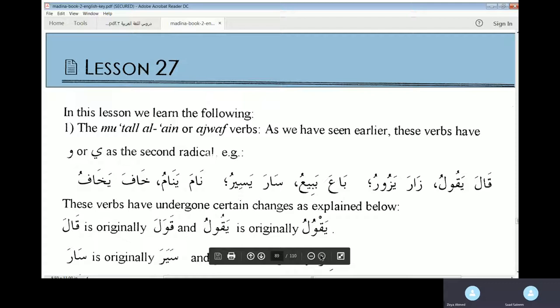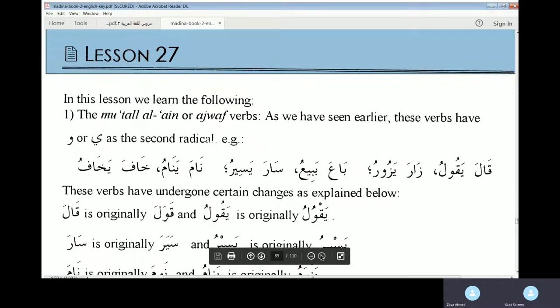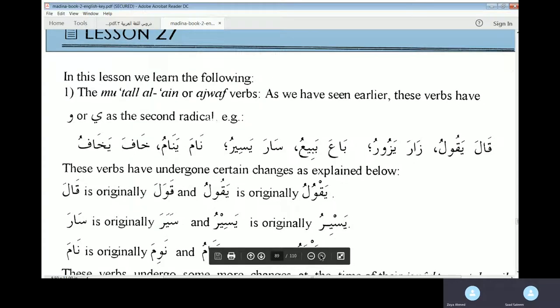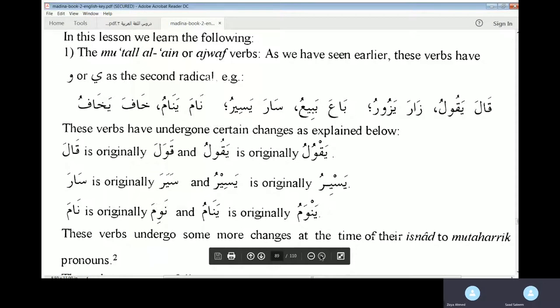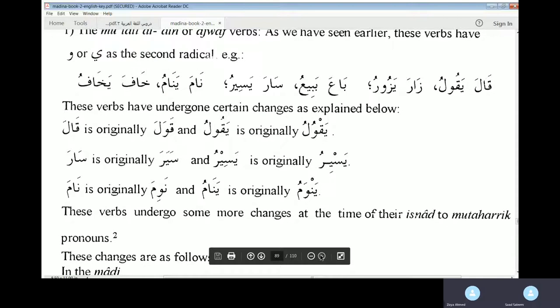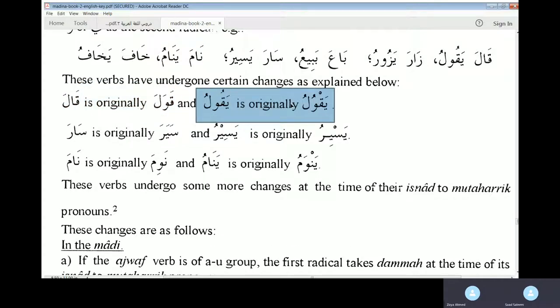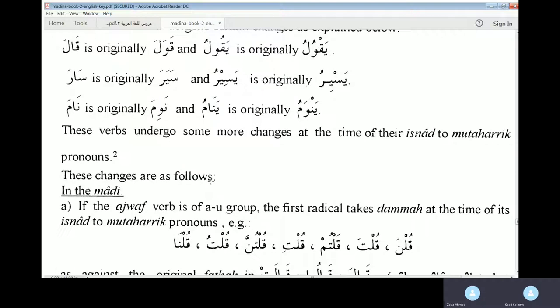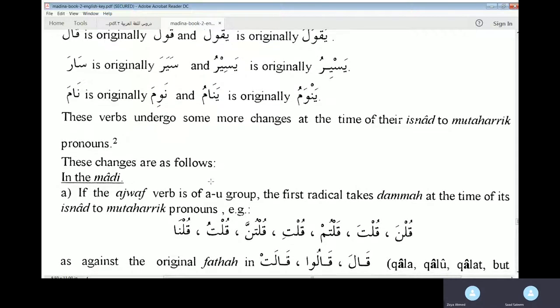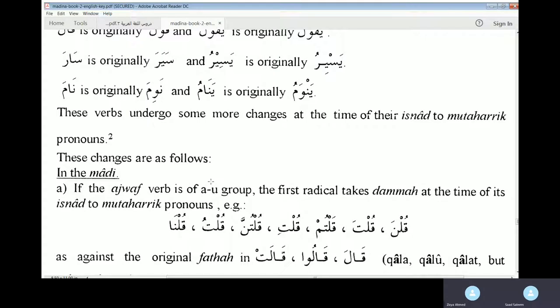Qala yaqulu, zara yazuru, ba'a yabi'u, sara yasiru, nama yanamu, khafa yakhafu. These verbs have undergone certain changes as explained below. Qala is originally qawala. And yaqulu is originally yaqwulu. Sara is originally sayara, and yasiru is originally yaswiru. Nama is originally nawima, and yanamu is originally yanwamu.